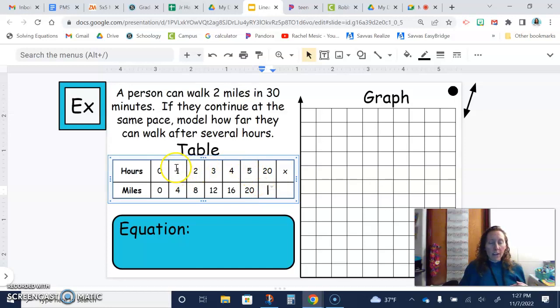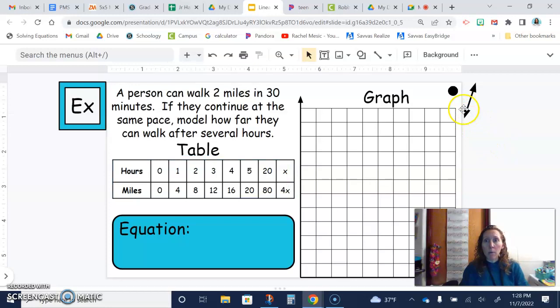Okay, so for every hour that is passing, a person can walk 4 miles. So if 20 hours pass, that person could walk 80 miles. And that probably wouldn't all be in the same day. Maybe half one day, half the next. All right, if there's X hours that go by, we would just times it by 4. So the expression would be 4X.